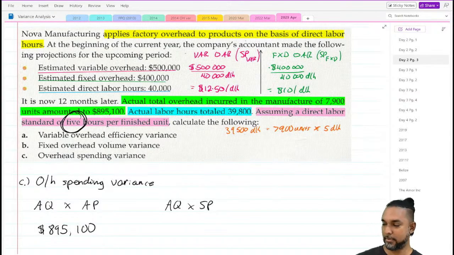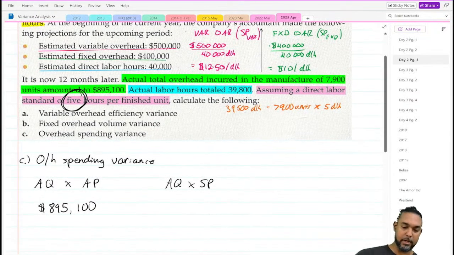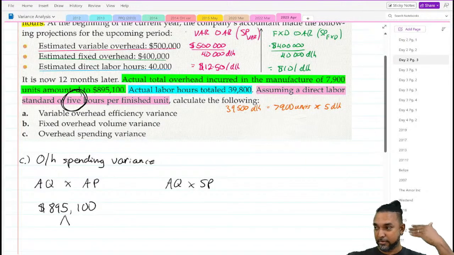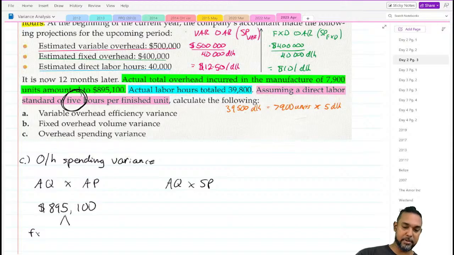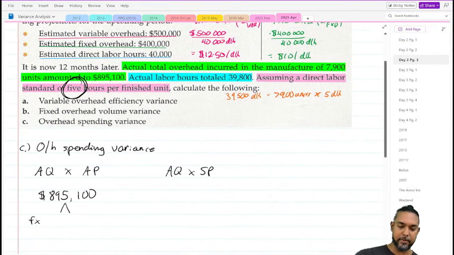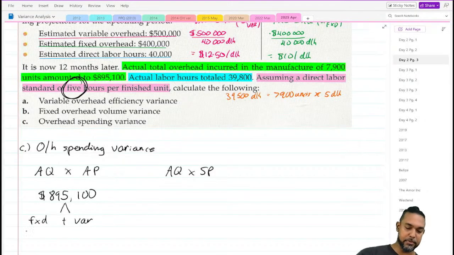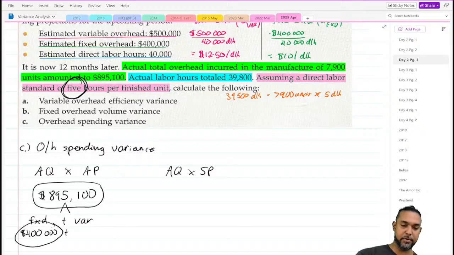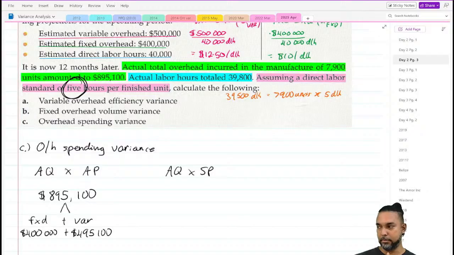All right, let's go. Just for the sake of illustration and getting the thought process in order, we want to split this up into fixed overhead plus variable. Fixed overhead was $400,000. That's the item under the second bullet point from the top, underlined in green. So out of 895, 400,000 is fixed, which means the remainder, 495,100, is variable. Okay, cool.